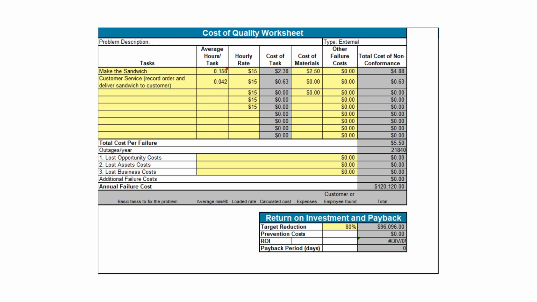This is far too much, so we would like to see a target reduction of 80% of the total amount of failures. If we're able to achieve an 80% reduction in the amount of failures per year, this will achieve $96,000 savings per year for the sandwich shop.